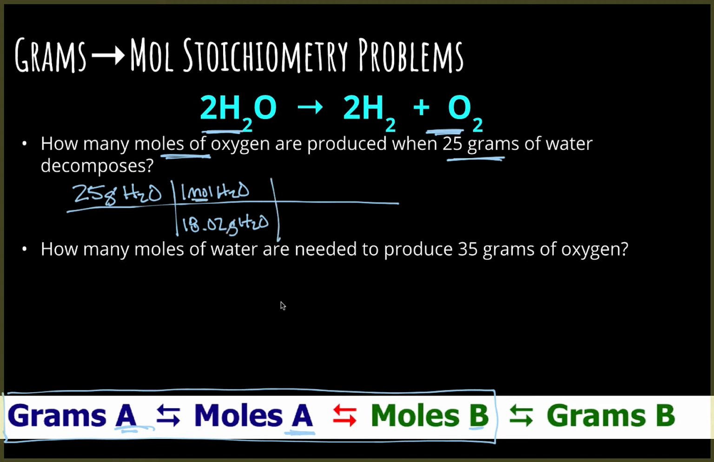Now I go to my mole ratio. So 2 moles of water for every 1 mole of O2. Again, whatever I want to get rid of goes on the bottom. So 2 moles of H2O goes on the bottom. 1 mole of O2 goes on the top. And again, those numbers come from the balanced equation.